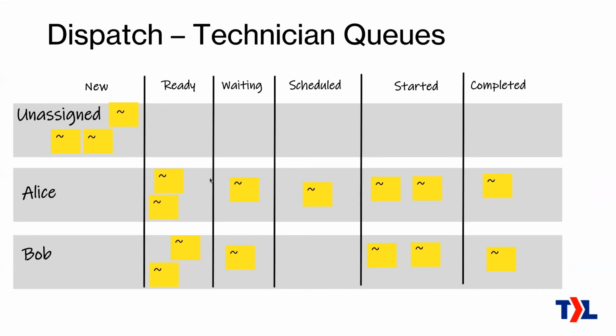So Alice would know that when she's ready for new work, she comes to her own queue, her own swim lane, ready column, and takes whatever's at the top there. And Bob knows to come to his swim lane and take what's at the top there. So that's a technician's queue.